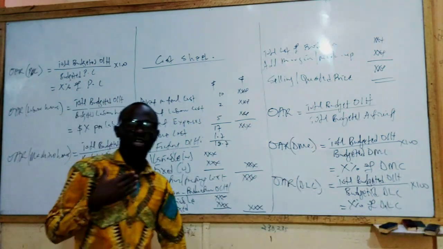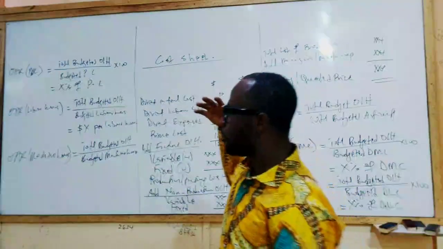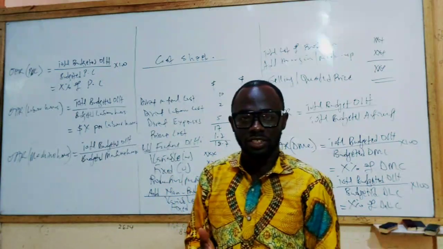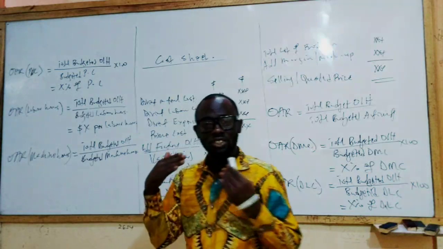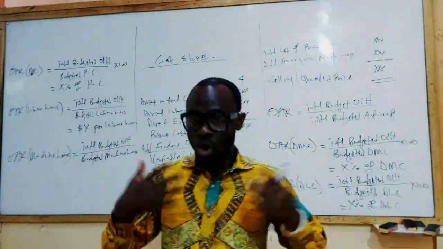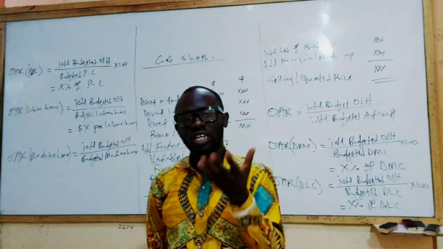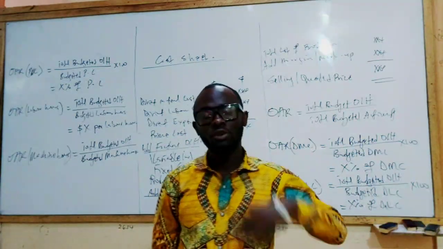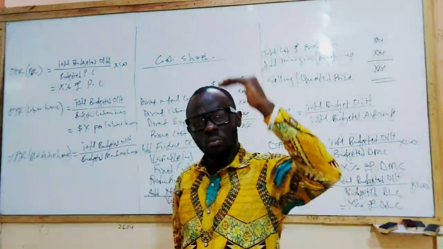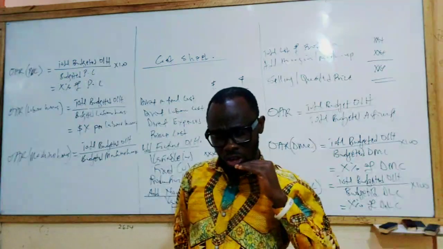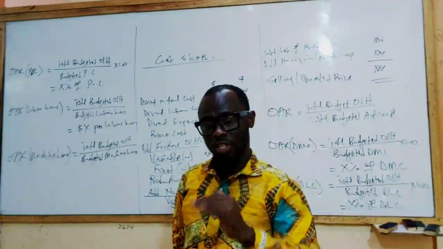Again, when it comes to the calculation of the total machine hours, it may not be clearly stated in the question. Since it is not clearly stated, what do you do? The examiner will give you the budgeted machine hour per unit, and then he will give you the budgeted units. So what do you do? You multiply the budgeted units by the machine hour per unit to get what?